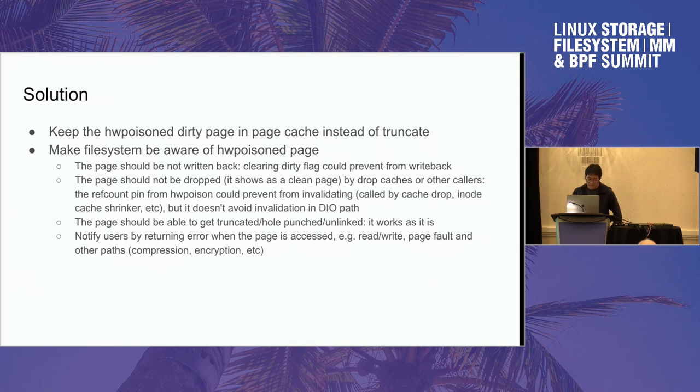And another step is that we need to notify the applications in user space by returning some error code when the poisoned page is accessed. For example, in the read and write path, actually the page fault path already handles that. And for some other paths, for example compression or encryption, I'm not quite sure because I'm not a filesystem expert, so I need some advice from my fellow filesystem developers.